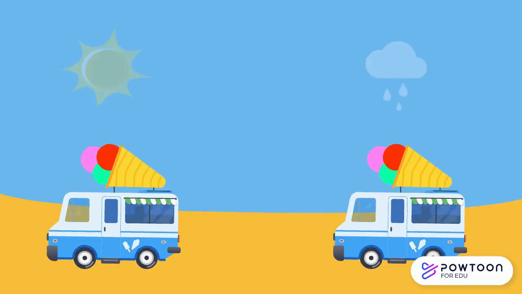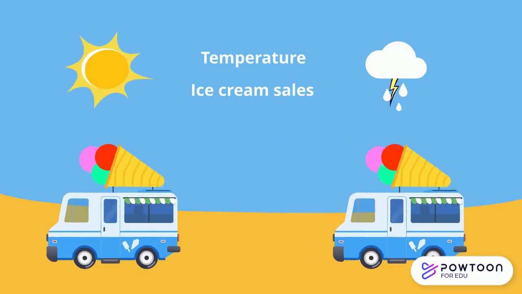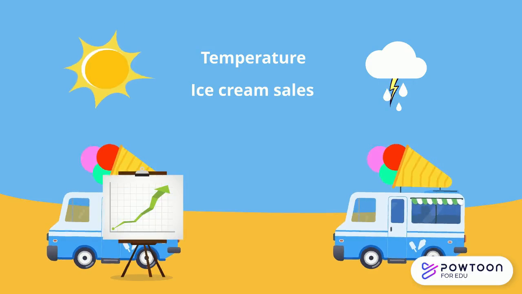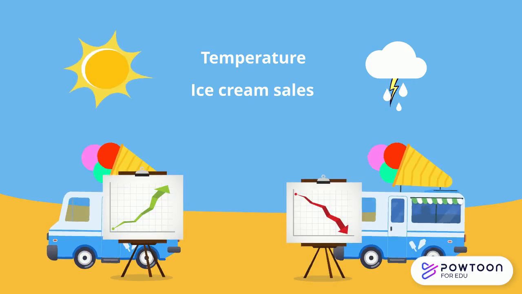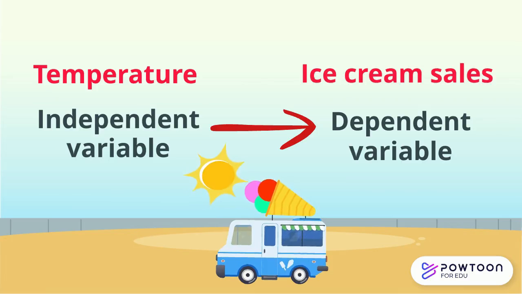Imagine you're looking at how temperature affects ice cream sales. You might presume that when it's sunnier and warmer, we sell more ice cream, and when it's colder, you sell less ice cream. So what would be the independent variable and what would be the dependent variable in this example? Well, we're presuming that temperature is the one having the effect on ice cream sales. So temperature would be the independent variable and ice cream sales would be the dependent variable.